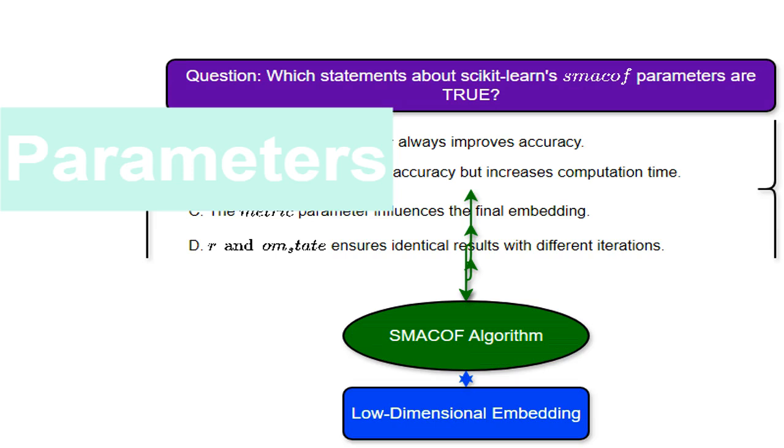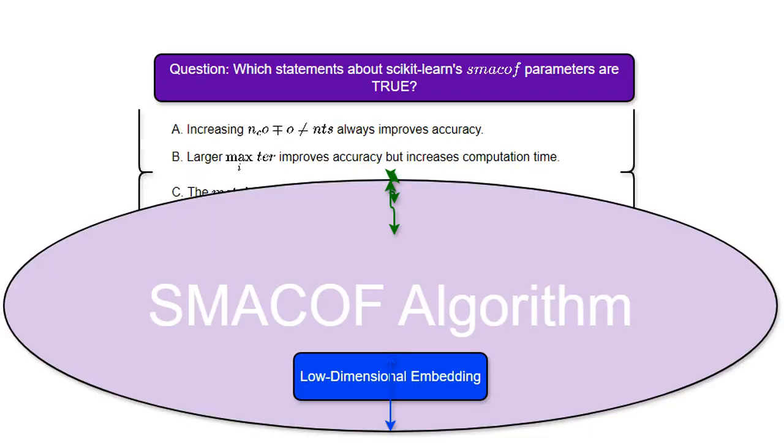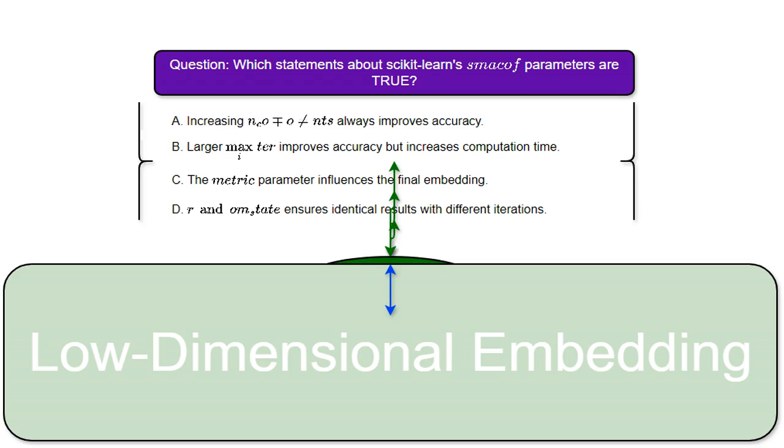This section simply indicates that we're focusing on the adjustable settings or hyperparameters of the smacof algorithm. Here, we're specifically calling out the algorithm at the heart of the problem, smacof. This refers to the final result of the algorithm, a simplified representation of the data in fewer dimensions.